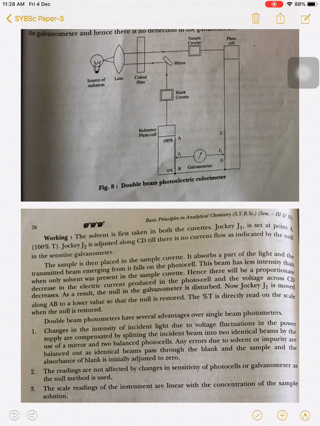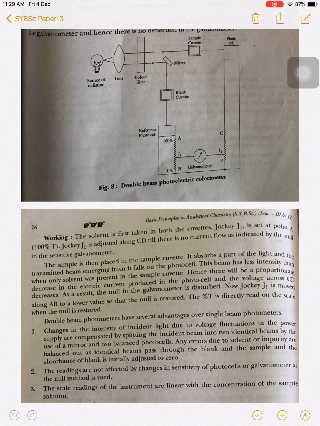Now see here the working. The solvent is first taken in both the cuvettes. Now see here, in between A and B there is jockey J1, in between C and D there is jockey J2. Jockey J1 is set at point A and J2 is adjusted along CD till no current flows, as indicated by the null. So J1 and J2 are adjusted like that, and there is no fluctuation or indication in the galvanometer.